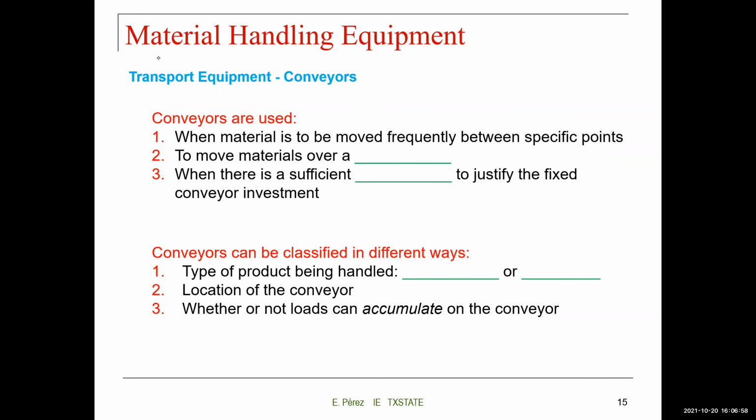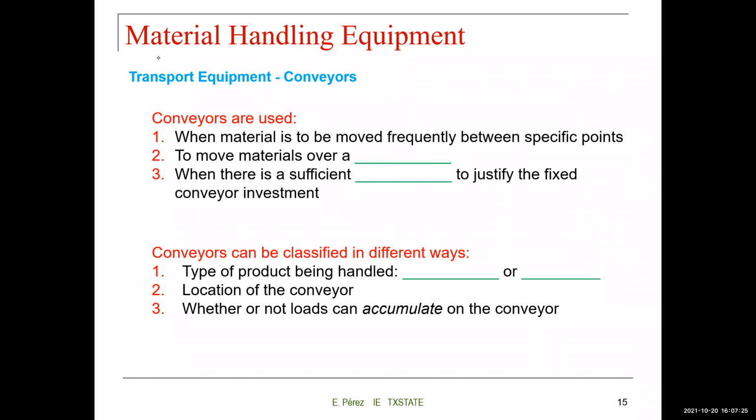Conveyors are used when material is to be moved frequently between specific points. As I mentioned for the airport, you know that the luggage is going to be moved in the same direction throughout the day. You put your luggage, it's moved through the scanner, and then at the end, someone picks it up and moves forward. That's why conveyors are used in airports and in manufacturing facilities. That will also be the case there.